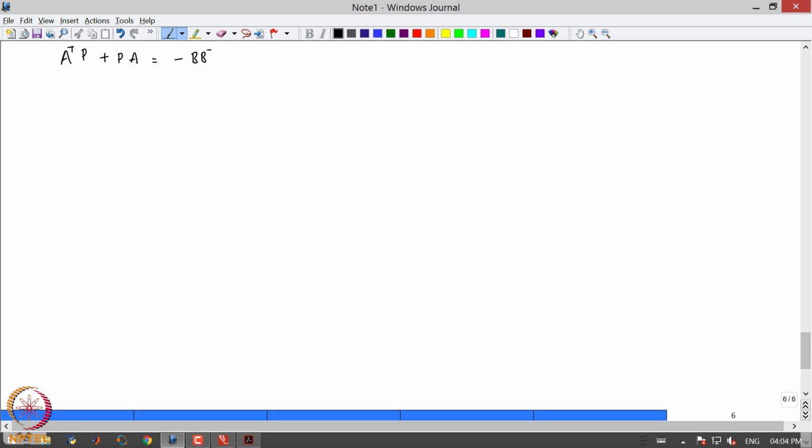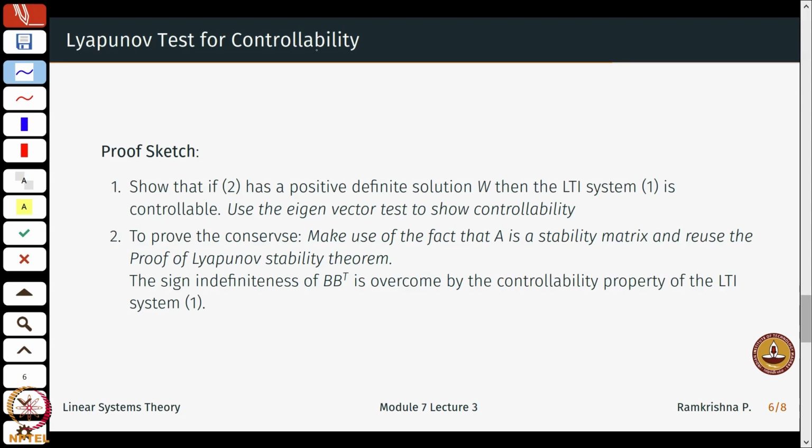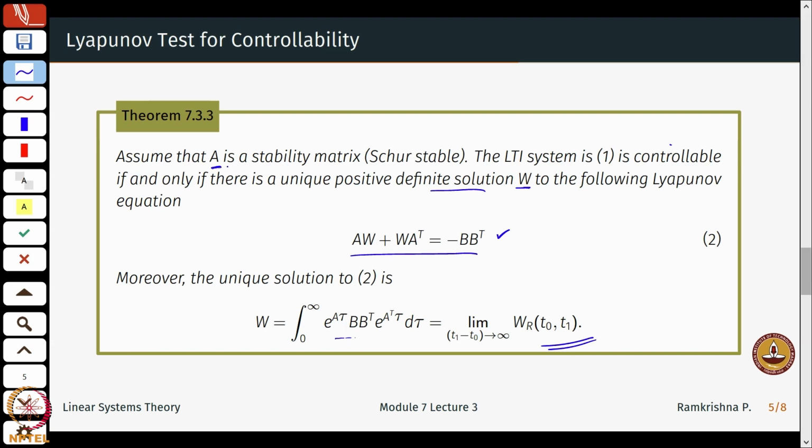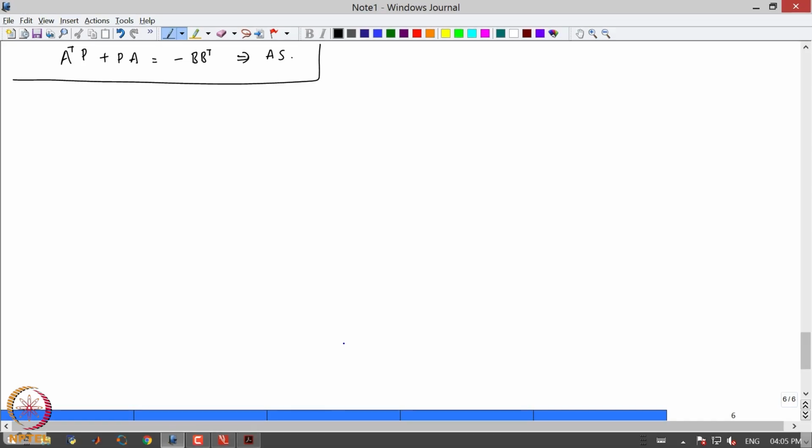B B transpose, actually means asymptotic stability or even exponential stability. In the previous theorem, we started with A stable, and then such an equation is satisfied with W being positive definite and taking this expression. Now we have to show something like the converse of it: that if A transpose P plus P A is minus B B transpose, then this will also mean that the eigenvalues of A are strictly less than 0, or rather their real parts.